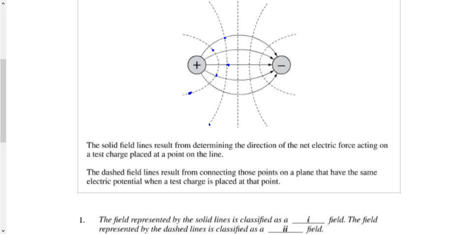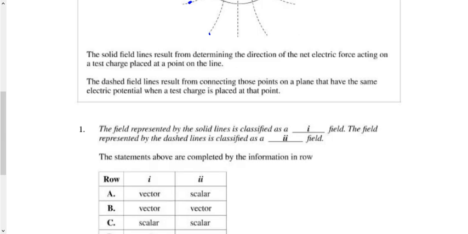The point of this question is the difference between a vector and a scalar field. The field represented by the solid lines is classified as a vector field. You know that because there's arrows on the end of it, right? The field represented by the dashed lines is classified as a scalar field because there's no arrows on the end of those lines. That's all that they expect you to know there, right? The difference between a vector and a scalar.